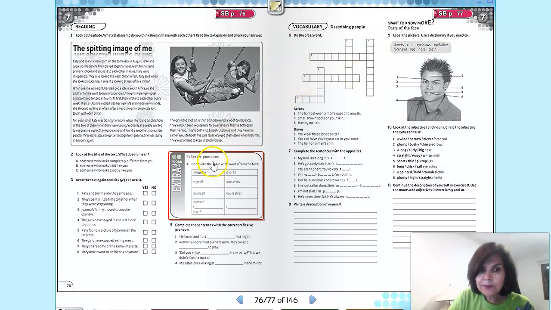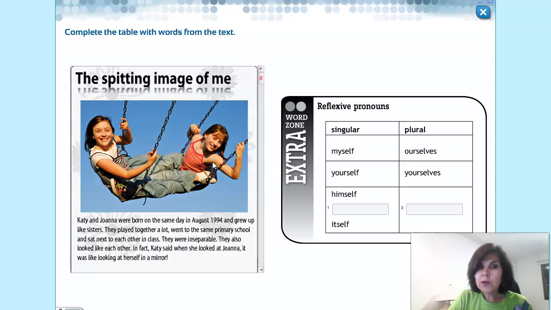Next exercise, okay, we're going to be talking about reflexive pronouns. Remember, reflexive pronouns are the ones that are about yourself. For example, I said, I did the work by myself. Yo hice el trabajo por mí mismo.